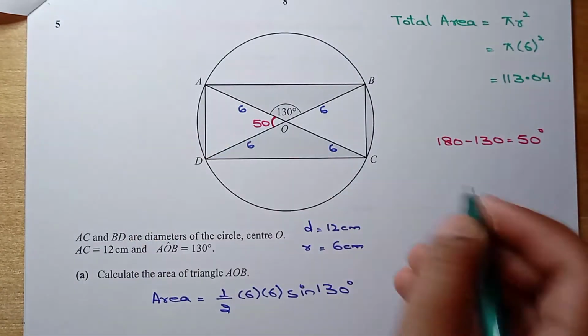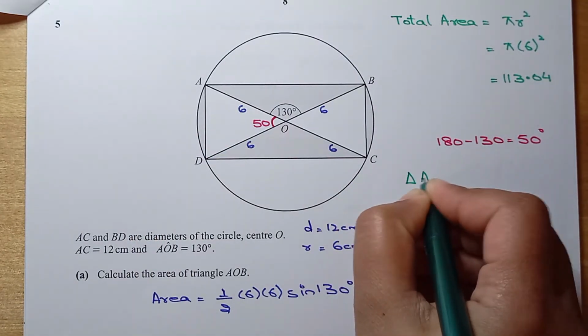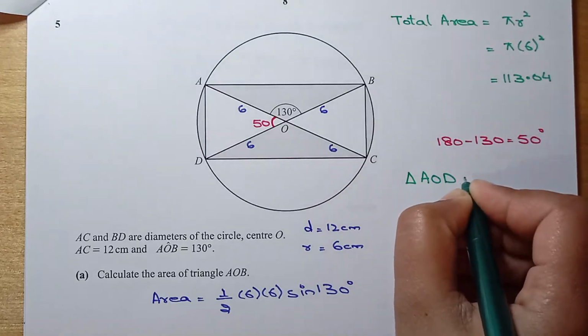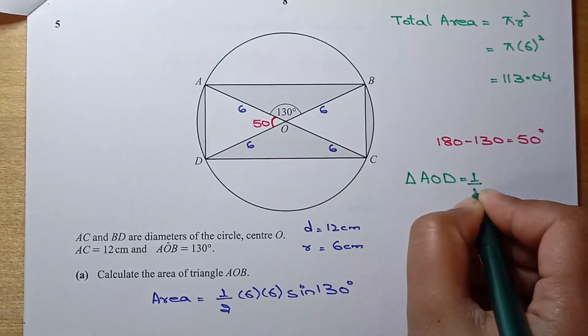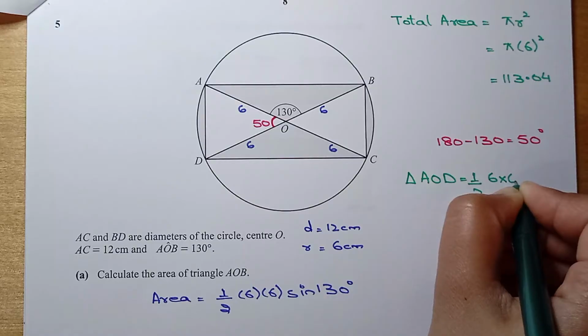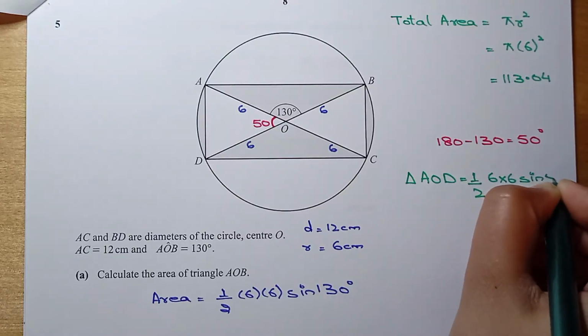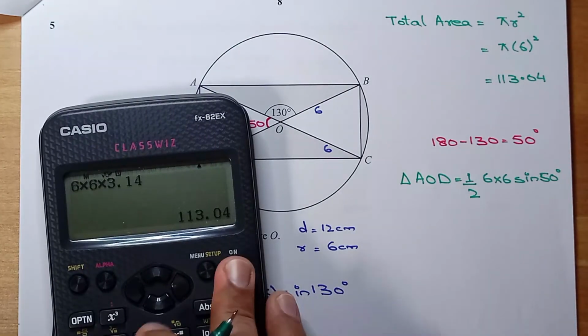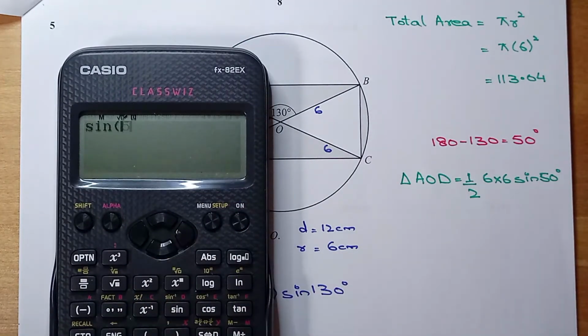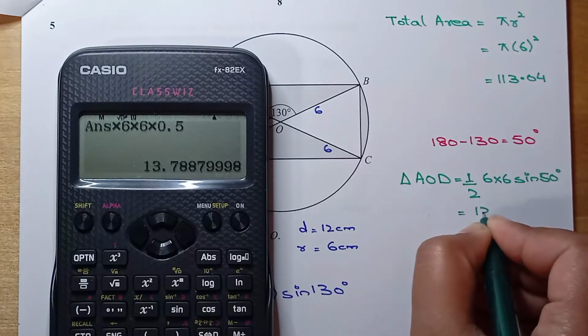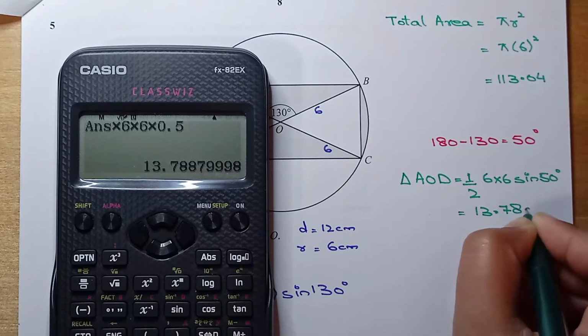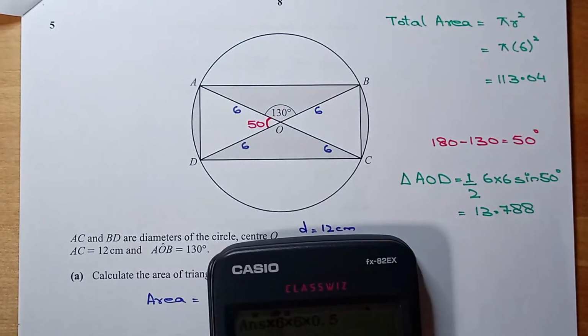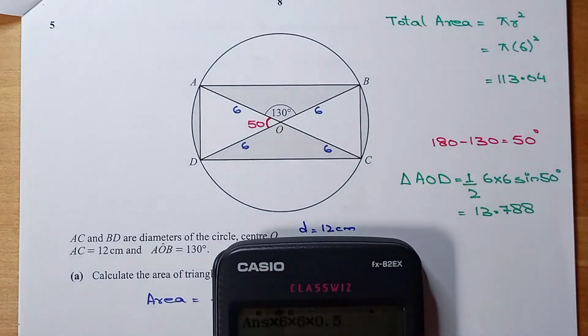So let me find this area of a triangle. Triangle AOD. How can we find the area of this triangle? By doing half times 6 times 6 times sine 50, right? So we have sine 50 times 6 times 6 times 0.5. This area is 13.788, right? So the area of this triangle is 13.788.